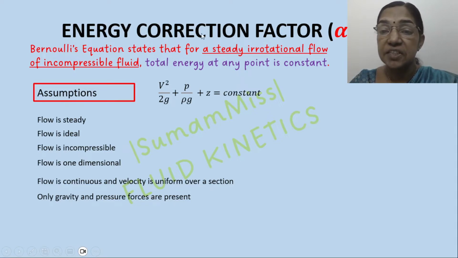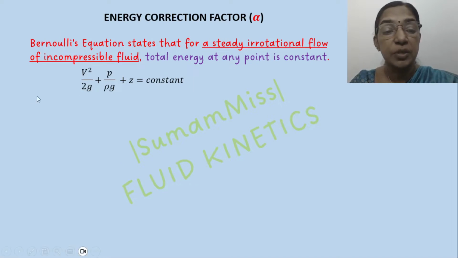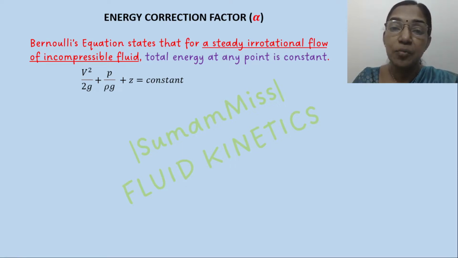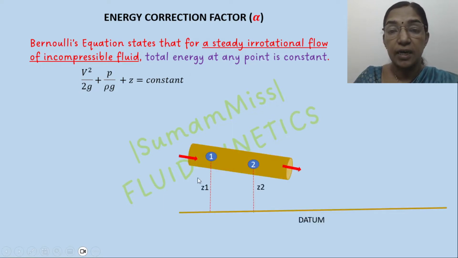The topic energy correction factor alpha arises based on the concept of uniform velocity over the section. Based on Bernoulli's equation, the total energy at any point is constant. Bernoulli's equation is obtained from the conservation of momentum for the fluid particle moving along a streamline. Based on Newton's second law of motion, Bernoulli's equation can be viewed as work done by pressure force and gravity force on the fluid particle being equal to the increase in kinetic energy of the fluid particle. So let us apply this Bernoulli's equation at 2 points in flowing fluid.